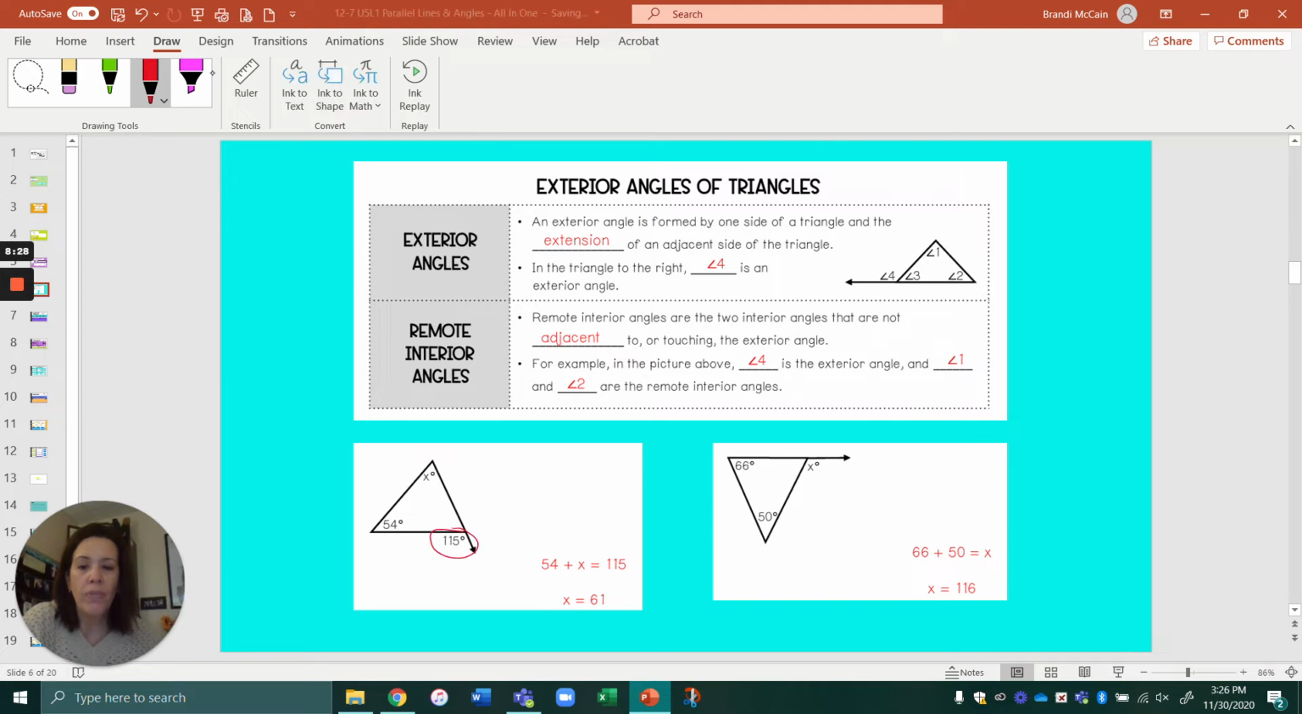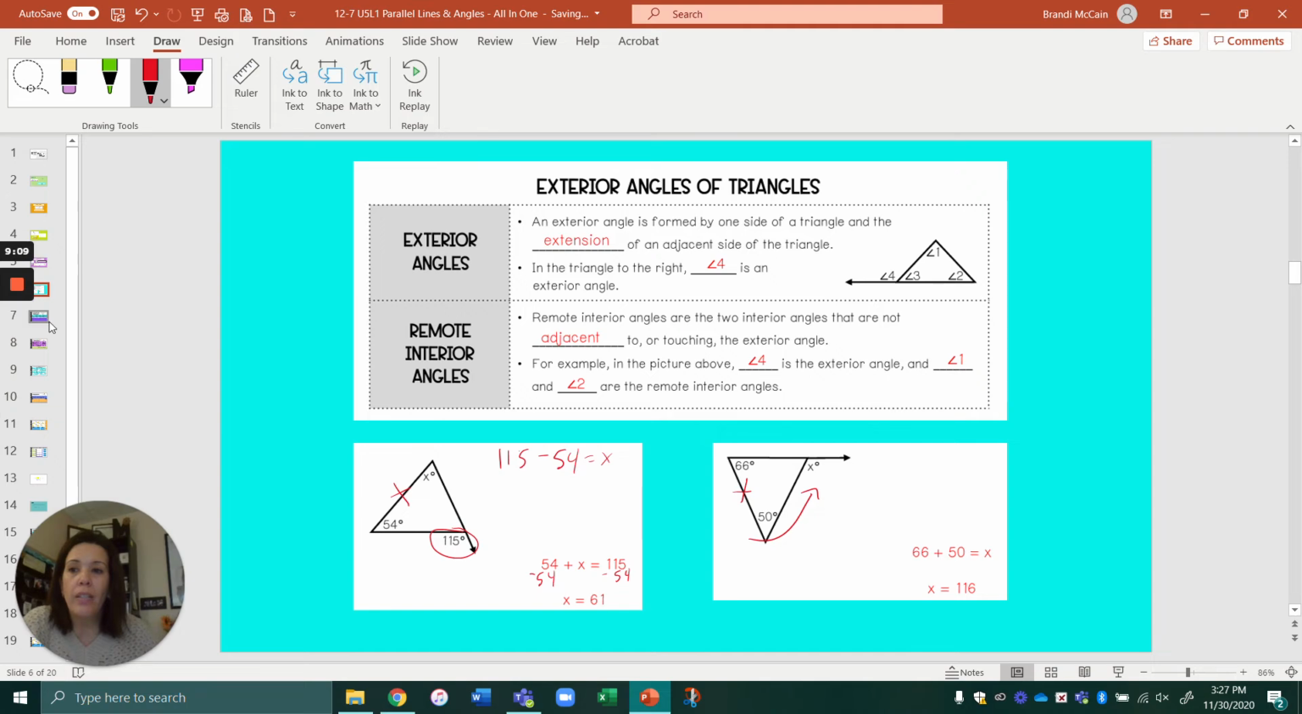This is 115. And you're going to say that 54 plus x equals 115. You can also do 115 minus 54 equals x, just to find the missing angle, because what you're going to do here, you're going to subtract 54 from both sides, right? And 115 minus 54 is 61. Okay, so these two add up to get you that one. 66 plus 50 equals x. That's all it is. Okay.